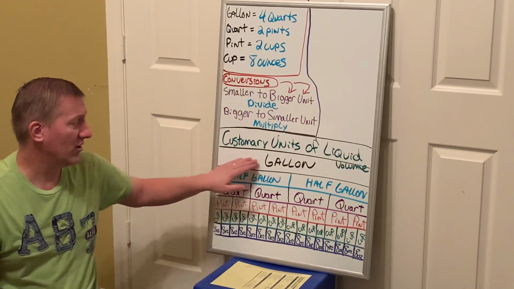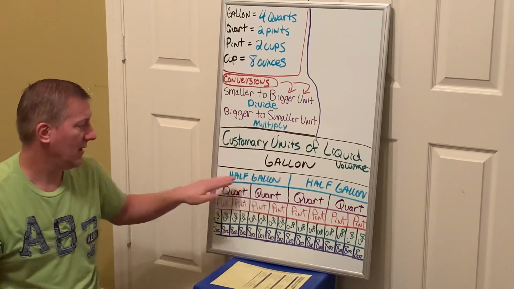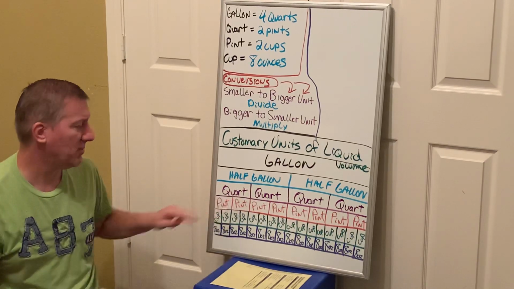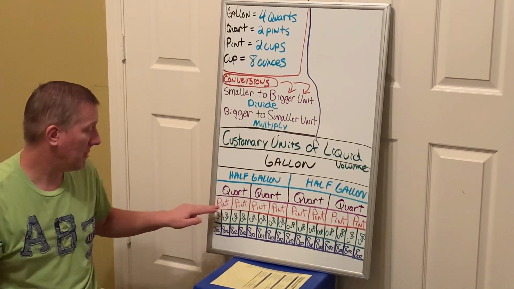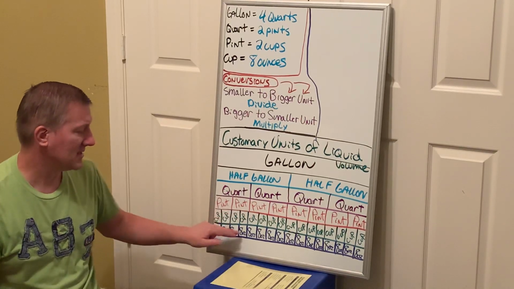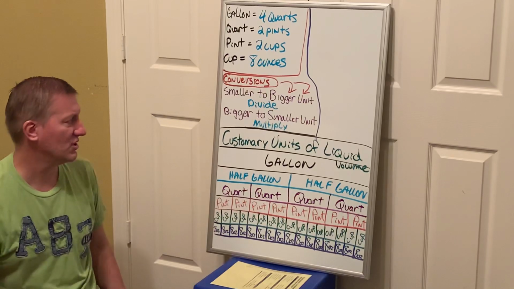So here again, 1 gallon is 2 half gallons. 1 half gallon is 2 quarts. 1 quart is 2 pints. 1 pint is 2 cups. And in each cup, there's 8 ounces. So that's what the chart shows up here.